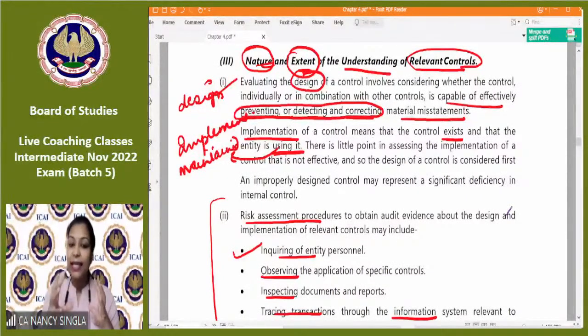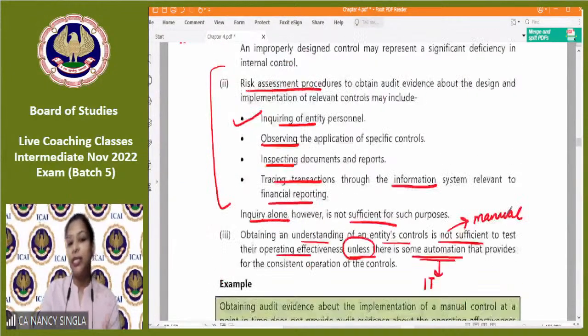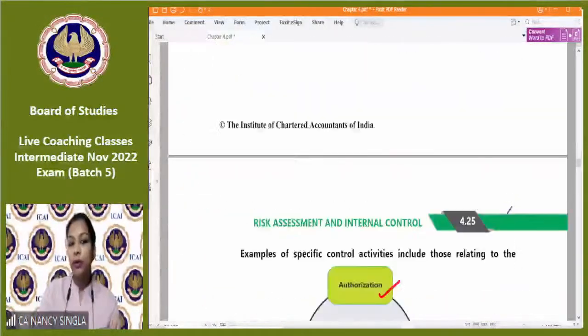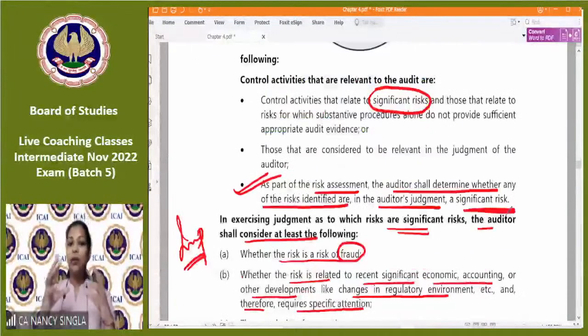So the design, the implementation we need to understand here. Okay? And this is the topic which is what? Control activity, one of the components of internal control. Okay? What are control activities? In order to be sure that the management directives are followed, certain policies and procedures are issued by the management. Those are called control activities.